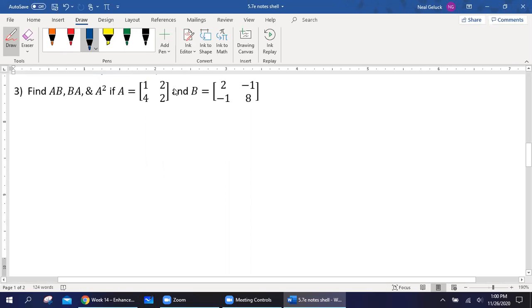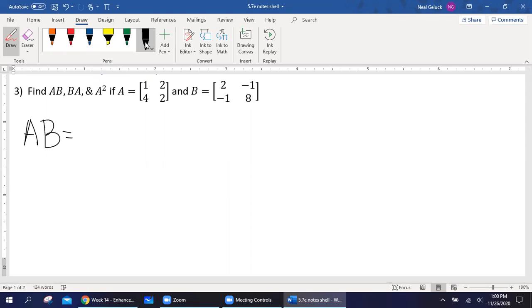AB, so A times B. I would strongly suggest writing them next to each other. So AB means taking the A matrix, multiplying it by the B matrix.